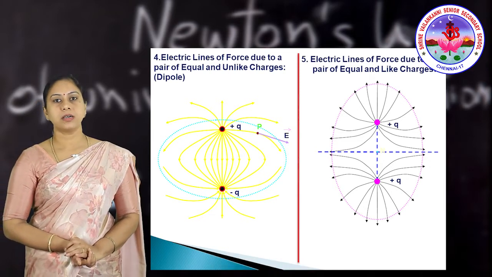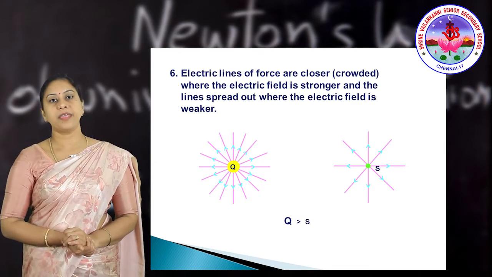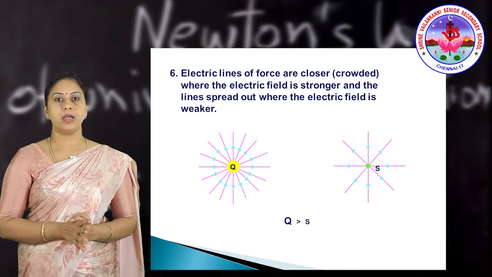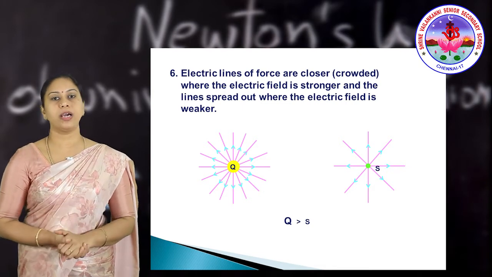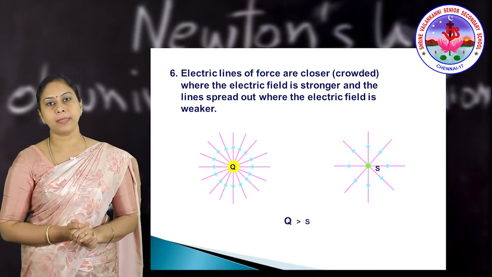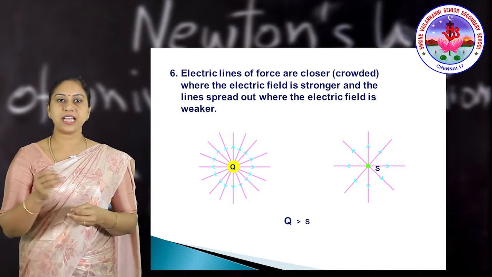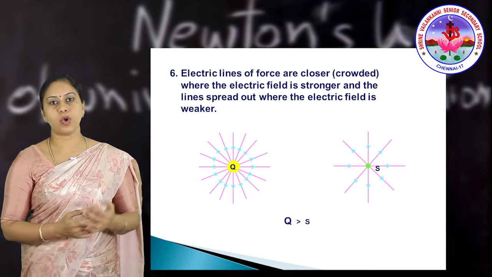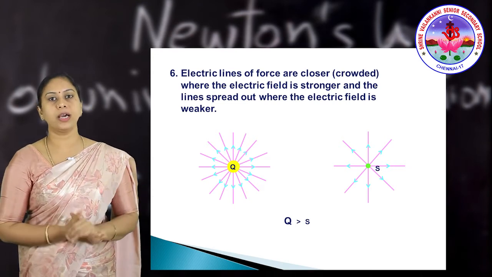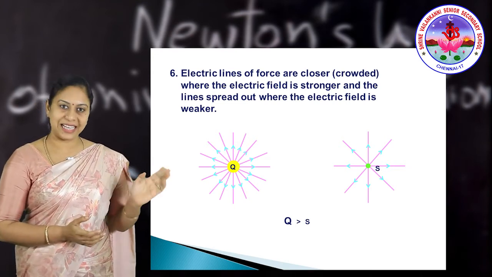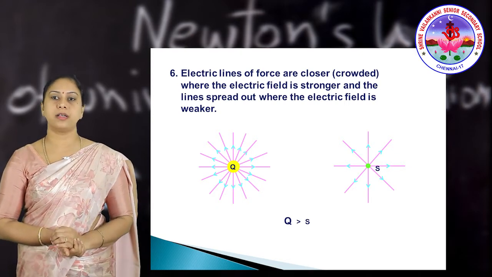The next one: when the electric lines of force are closer, the electric field will be stronger. If the lines are too crowded, the electric field is very strong. You may see the two different diagrams. One is very crowded with electric lines of force, and the other has a little space. If you draw like that, the crowded one is stronger. The diagram for S shows that the electric field it contains is not that strong.